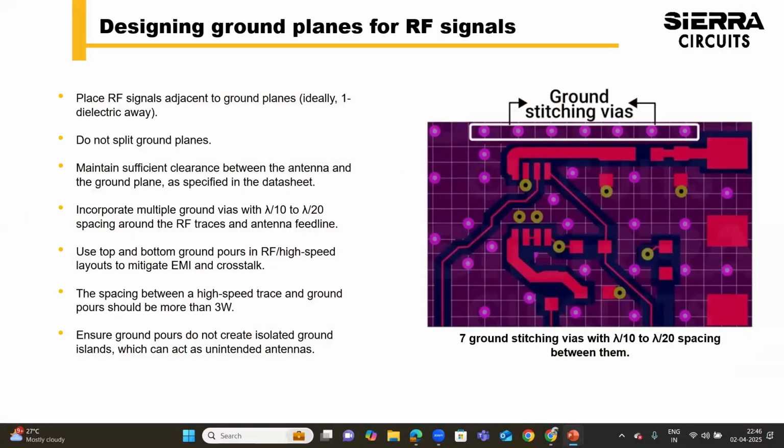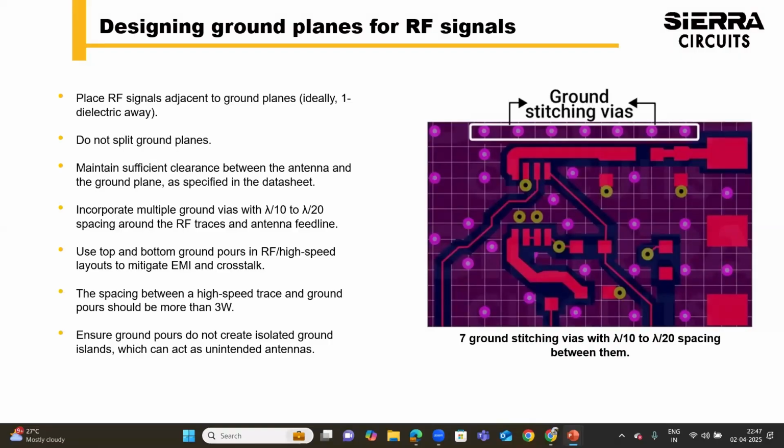So a well-designed ground plane minimizes noise, reduces EMI, and ensures signal stability. So let's go over some best practices that we have listed. You can place RF signals adjacent to ground planes, ideally 1 dielectric away, and do not split the ground planes. Also maintain sufficient clearance between the antenna and the ground plane as specified in the data sheet. You should also incorporate multiple ground vias with lambda by 10 to lambda by 20 spacing around the RF traces and antenna feed. Ground stitching vias will provide a low impedance return path.